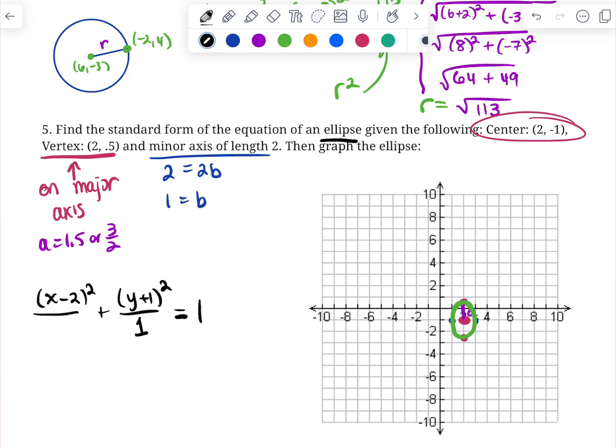because you're just dividing by 1. Oh wait, I'm so sorry, guys. I flipped that around for you. The 1 should be under the x because we went 1 unit left or right of the center. And then underneath the y plus 1 squared, we should have 9/4. Because remember, this is b squared, and this value underneath the y plus 1 is a squared.